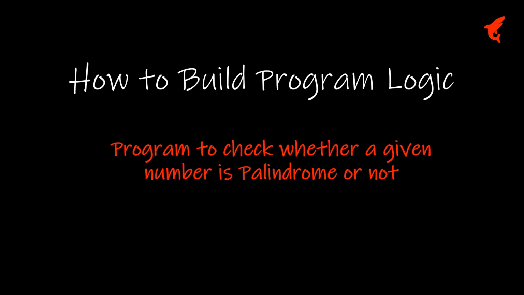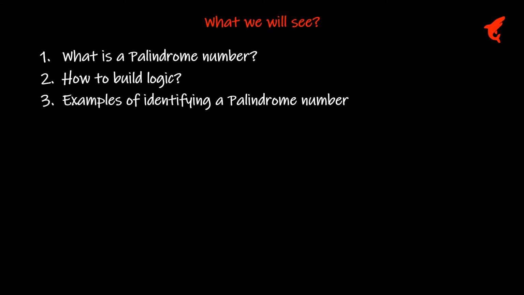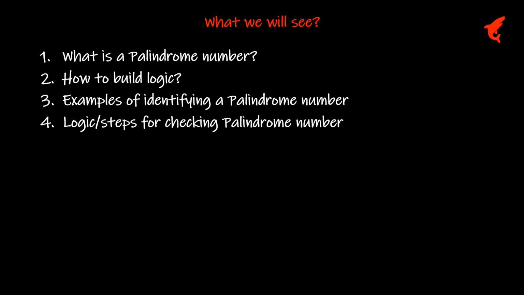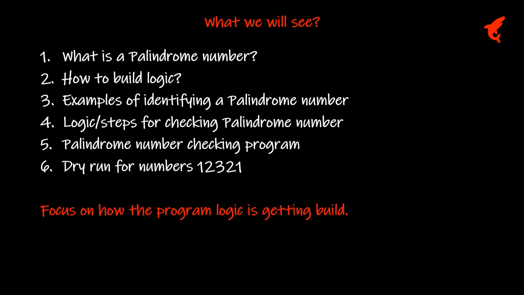In this video we are going to see how to build logic to check whether a given number is a palindrome number or not. So what are we going to see here? First, what is a palindrome number? Next, how to build logic to implement the program for identifying a palindrome number. Next, some examples of identifying a palindrome number. Next, steps for identifying a palindrome number program. Next, the actual palindrome number identification program. And finally, a dry run for the number 12321. So let's begin. And remember to always focus on how the program logic is getting built.